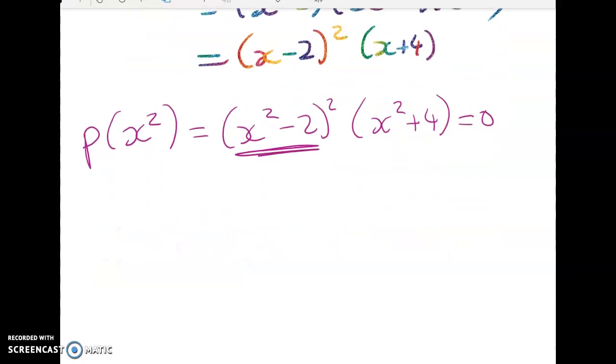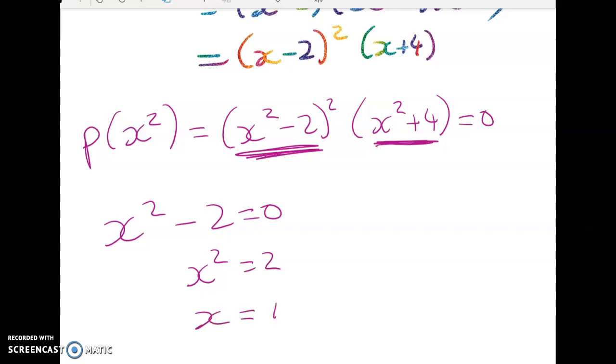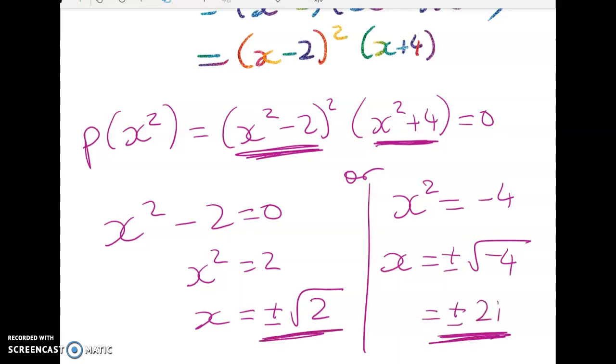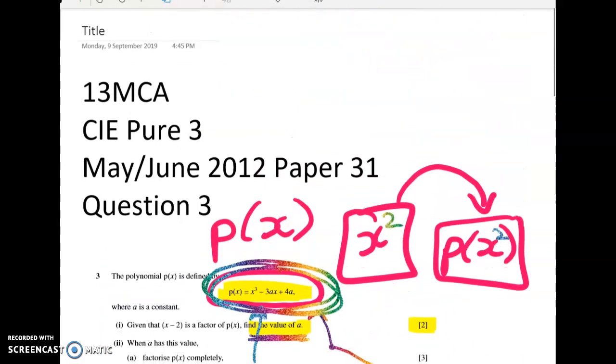So as usual, either this equals 0 or this equals 0. So x squared minus 2 equals 0, gives me x squared equals 2. x is equal to plus or minus root 2, and here we get x squared is equal to negative 4. So x is equal to plus or minus root negative 4, which gives me plus or minus 2i. So there you go. I quite like that question. It's a little bit different, and it just checks that you really understand what a function is, I guess.